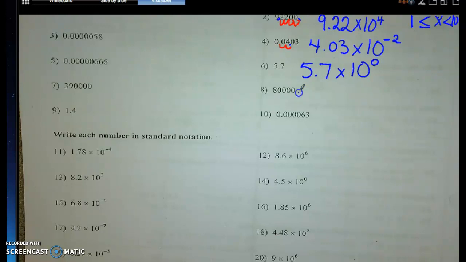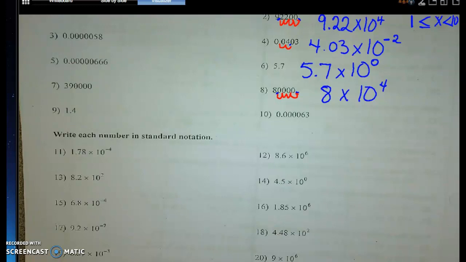Number 8, here's the decimal. We need to move it over here so that we have 8 as our coefficient. And then how many times did we have to move our decimal? We had to go 1, 2, 3, 4. So we had to move it 4. So we have 8 times 10 to the 4th. It's a big number, positive exponent.